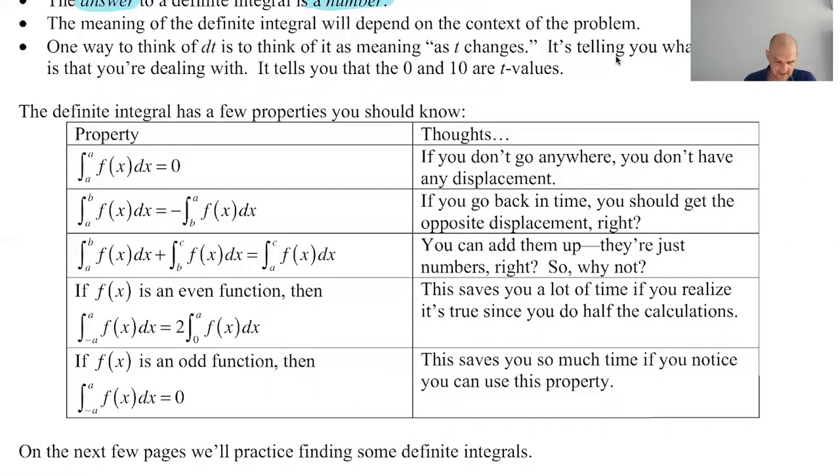But the definite integral from a to a of f of x dx is 0. How can you think about this? Well, if you don't go anywhere, you don't have any displacement, right? If no time passes, you don't go anywhere, so you have no displacement.